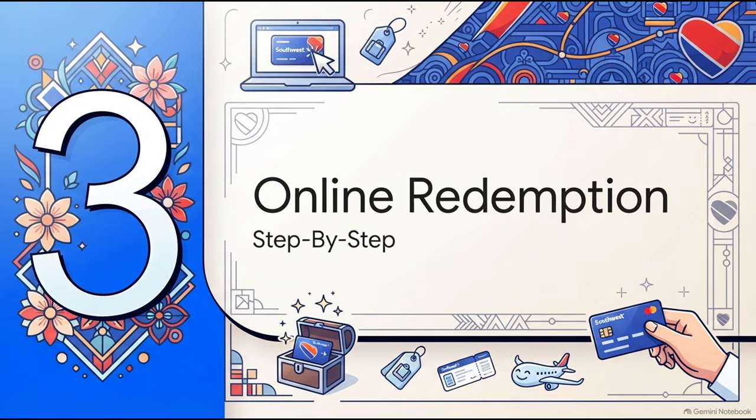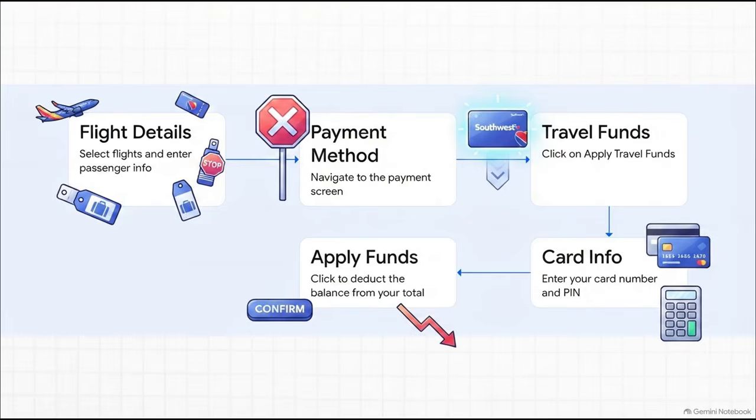Which brings us to Section 3, Step-by-Step Online Redemption. Remember how we said you can't preload the card? Well, that means the true activation of your funds, like the exact moment they're actually utilized, only happens when you apply the card during the checkout phase of an active reservation. So here are the exact checkout mechanics to do that seamlessly.